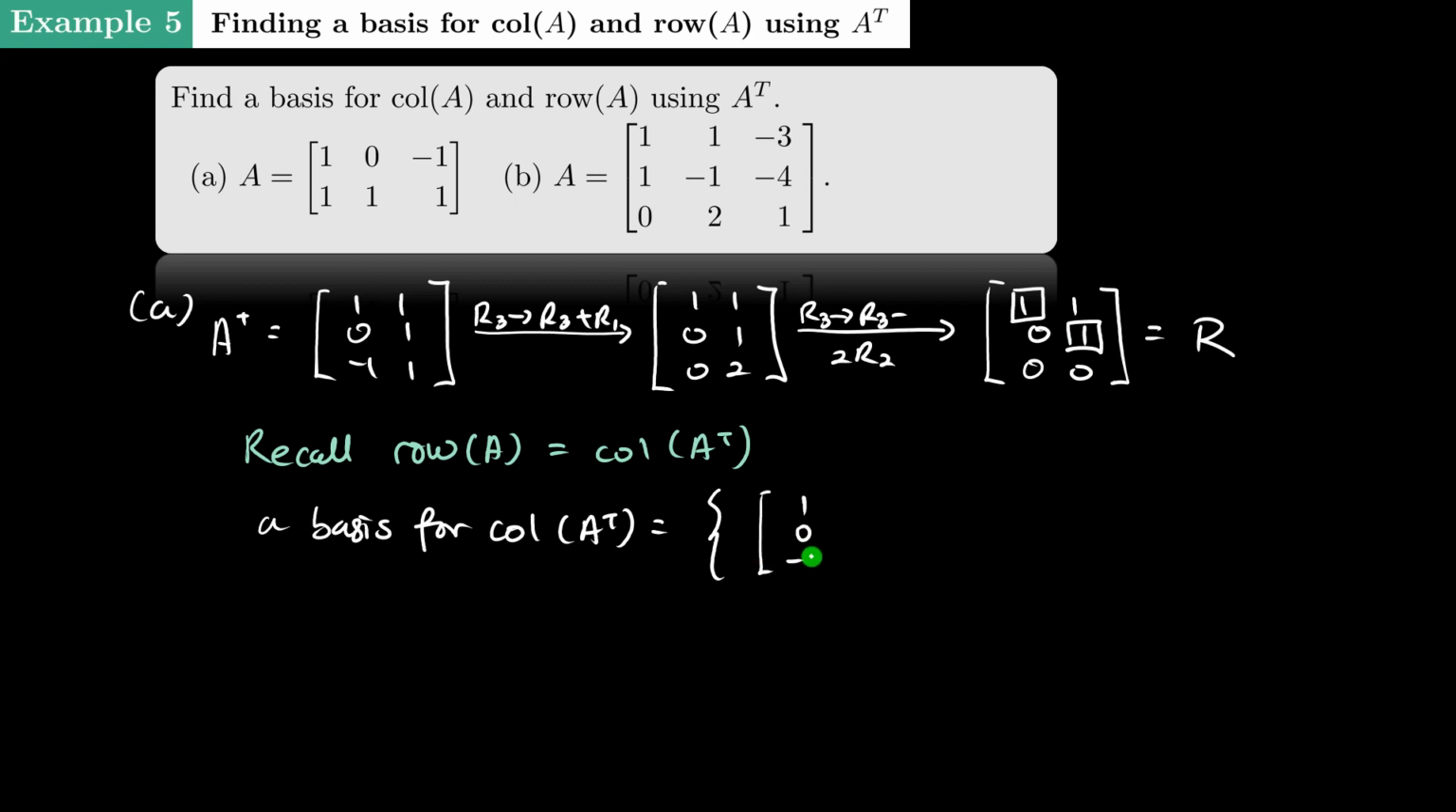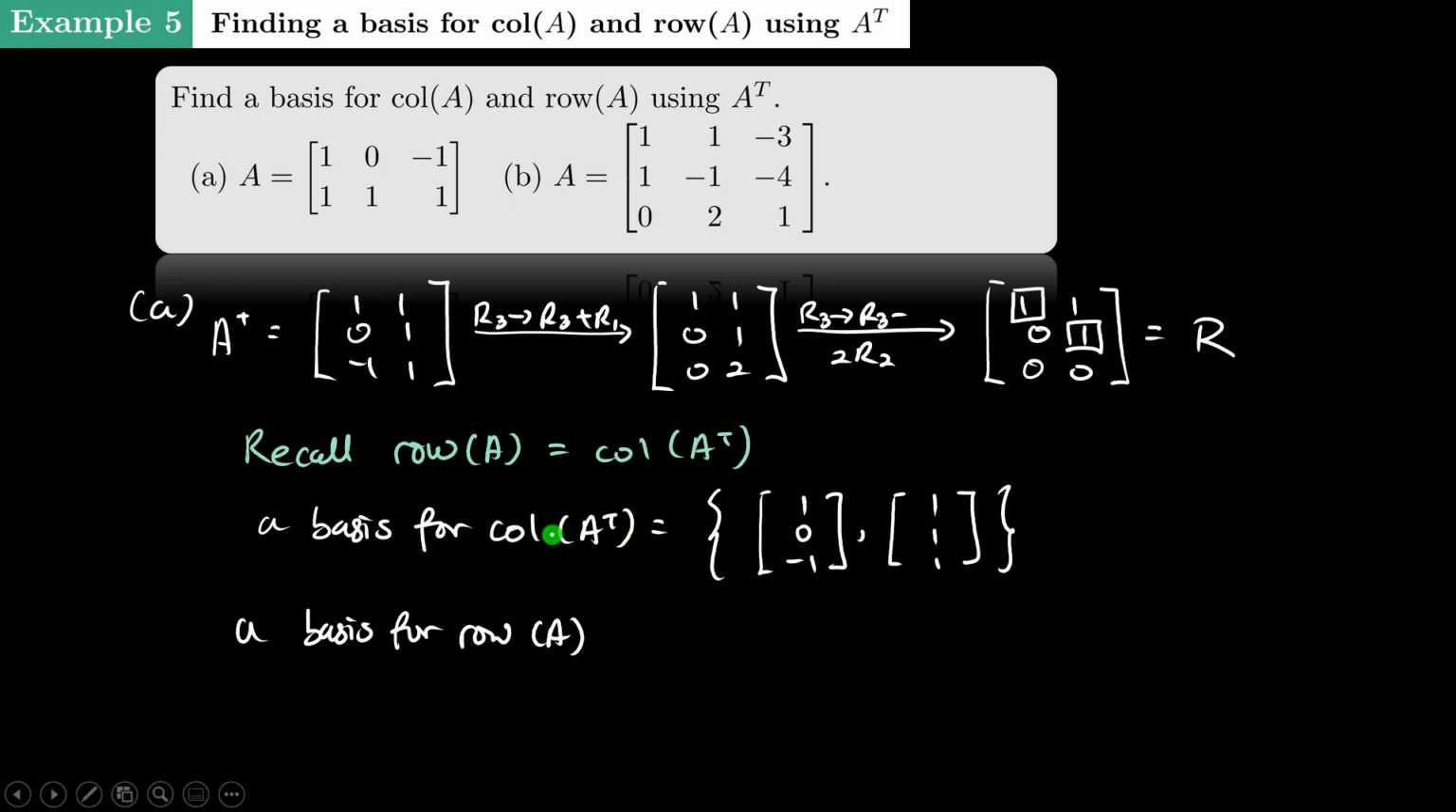And we have 1, 0, minus 1, and 1, 1, 1. Therefore, from this relationship, we deduce that the basis for the row space of A, which is equal to the column space of A transpose, would be, converting these column vectors into row vectors, 1, 0, minus 1, and 1, 1, 1. Right, so that is the answer for the row space of A for part A.